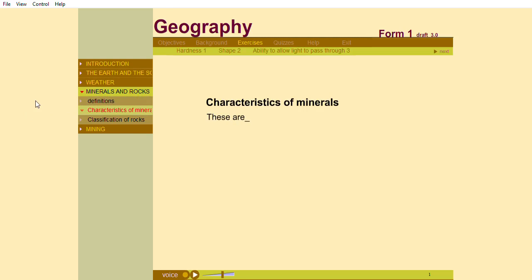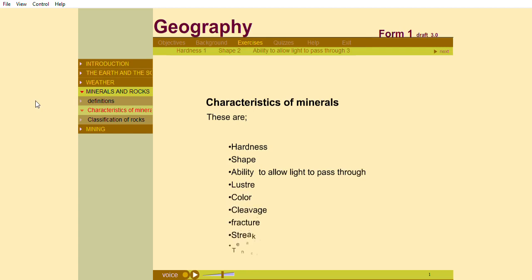Minerals have physical characteristics which can be identified. These are hardness, shape, ability to allow light to pass through, luster, color, cleavage, fracture, streak, tenacity, and specific gravity.